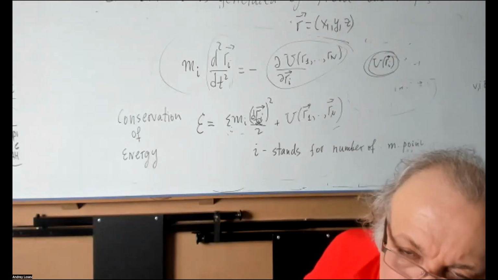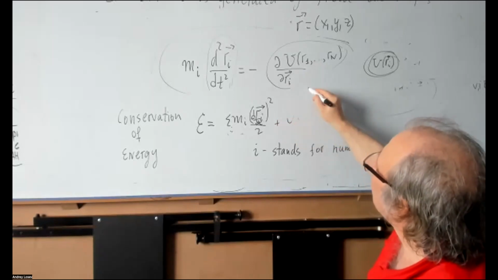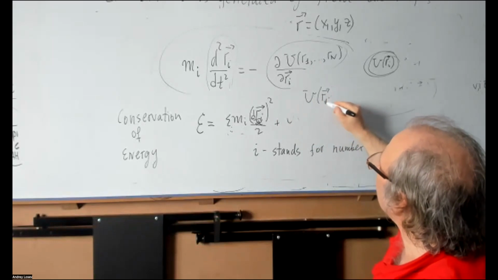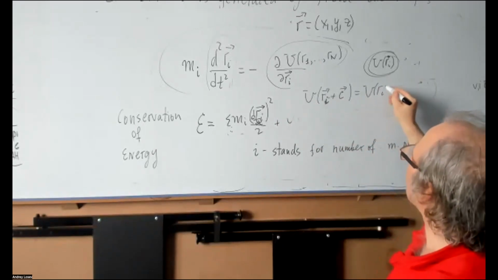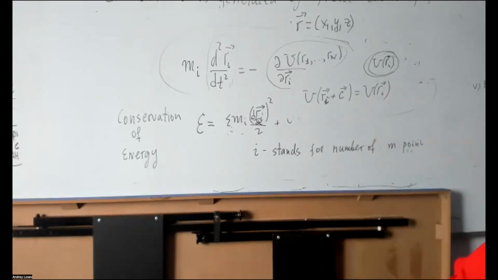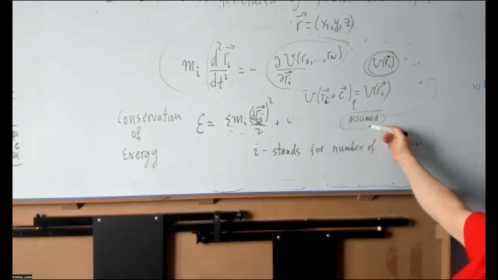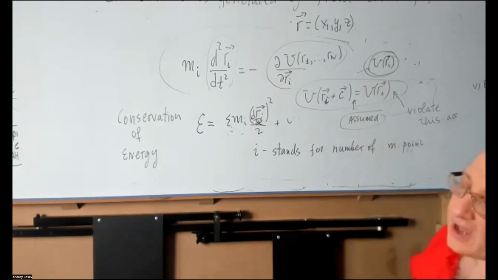Okay? So it's not bad to break translational invariance. You see, when I was writing it like this, I also implicitly assumed that U was invariant under the following symmetry: U of Ri plus constant vector C equals U of Ri. I assume that. So if I assume this, when U depends on Ri, it is just a constant. However, if I violate this assumption, I can very well have U depending on Ri.